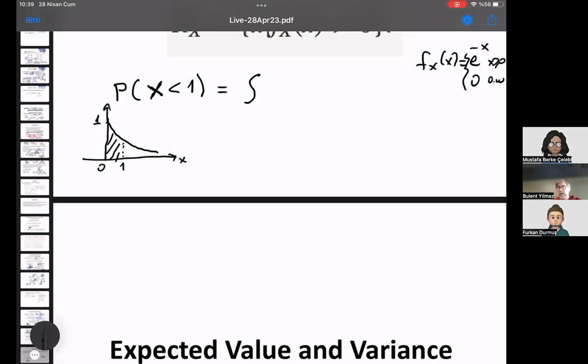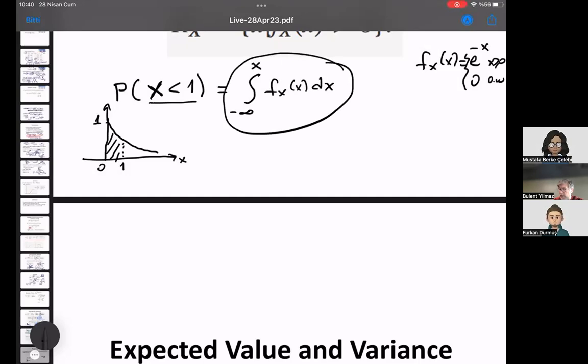What should I write? Abdul Kadir, what should the integral look like? Integral from minus infinity to x of f(x)... f of x, you see? Yeah, you say. But what is a specific? This is the general definition of CDF, right? This is the general definition of CDF.